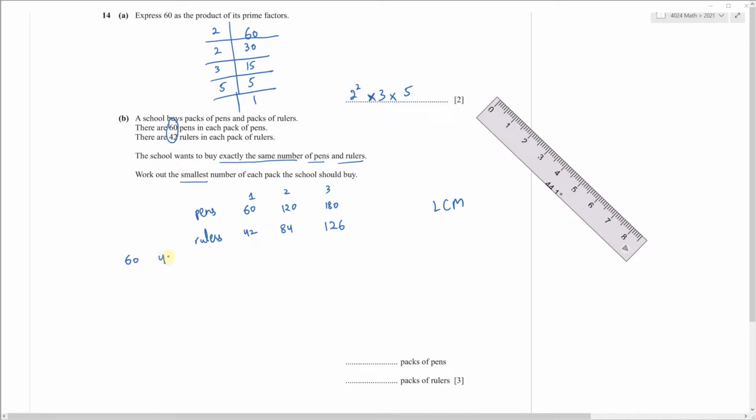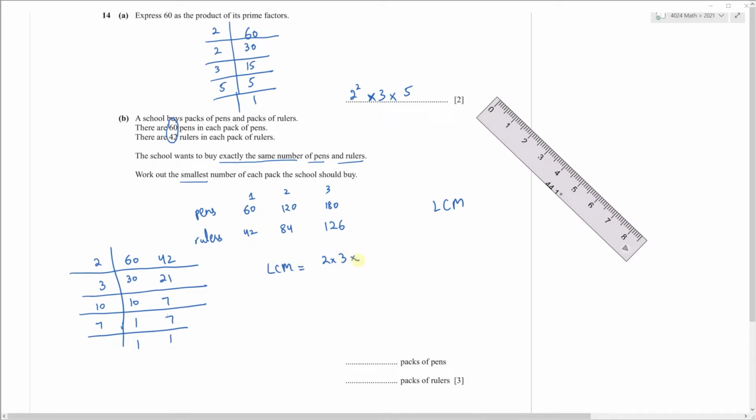So 60 and 42, you're calculating the lowest common multiple. Both are divisible by 2, 30 here, 21 here. Both are divisible by 3, 3 times 10, 3 times 7. Now they don't have any common factors, so I can just straight away do 10 times 1, 7 as it is, and 7 times 1. So your LCM will be 2 multiplied by 3 multiplied by 10 multiplied by 7. So 3 twos are 6, 6 sevens are 42, 42 into 10 is 420. So 420 is the lowest common multiple of 60 and 42.